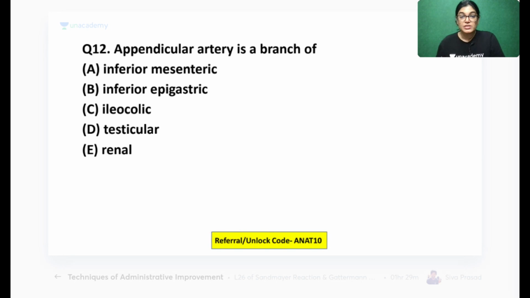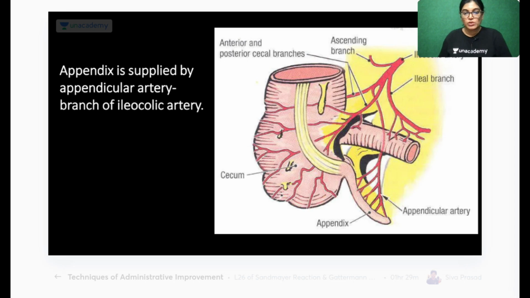Many of the students have marked it, 67%, so great. Praveen is leading, followed by Stuffy and Abhi and Manish Kumar, great. The correct answer is ileocolic artery. Yes, the source of arterial supply to the appendix is the appendicular artery, and it itself is a branch of the ileocolic artery. Okay, ileocolic artery, absolutely right.